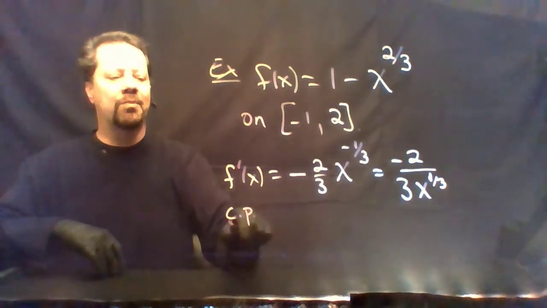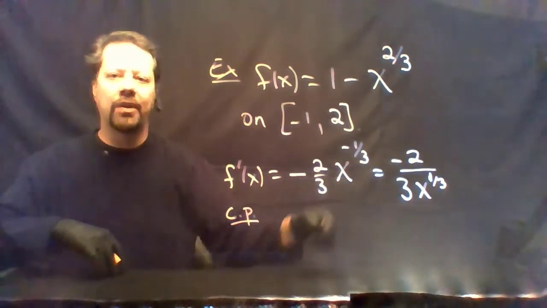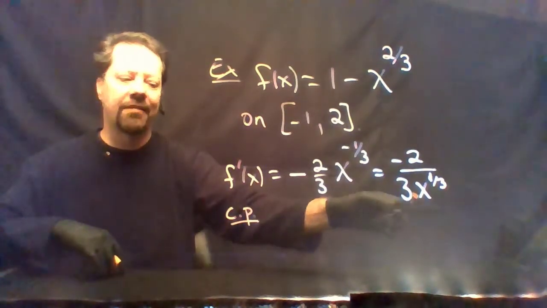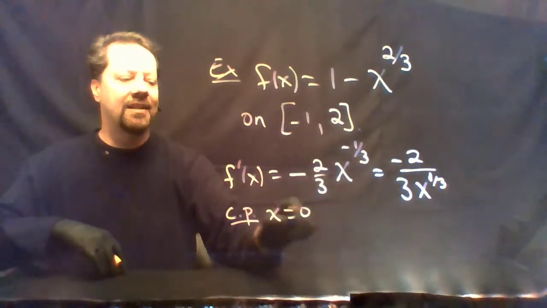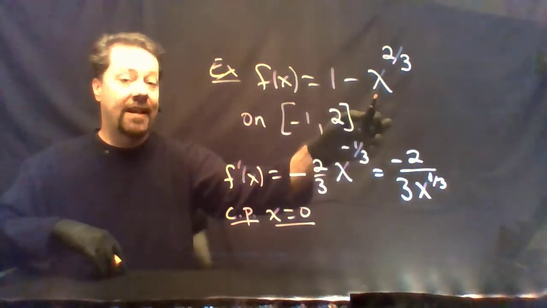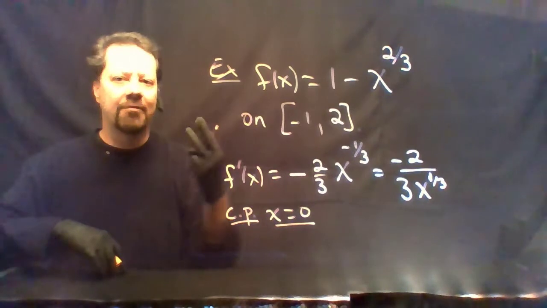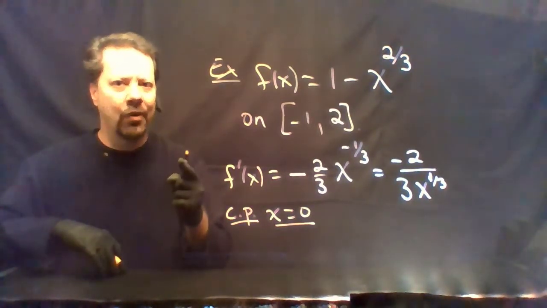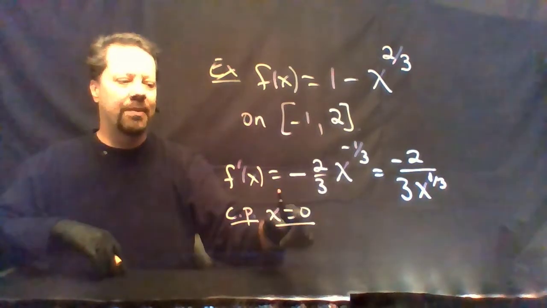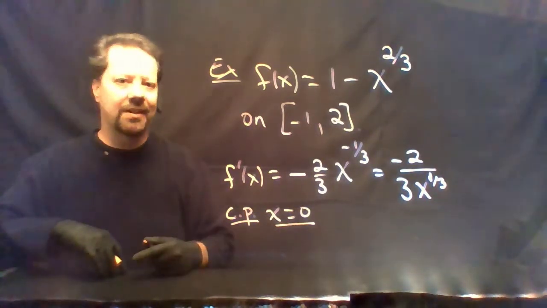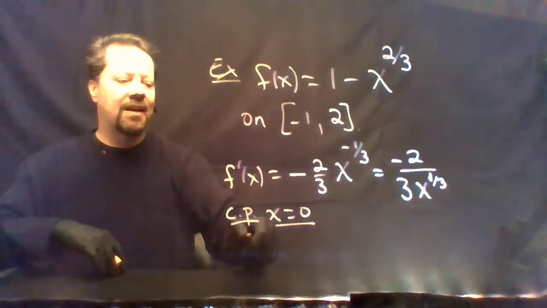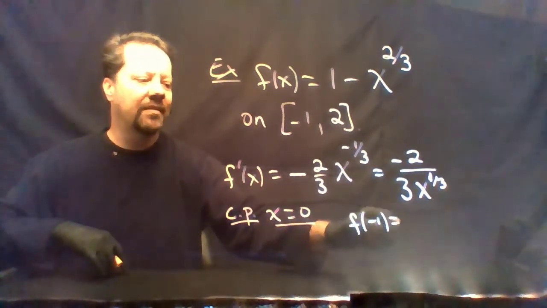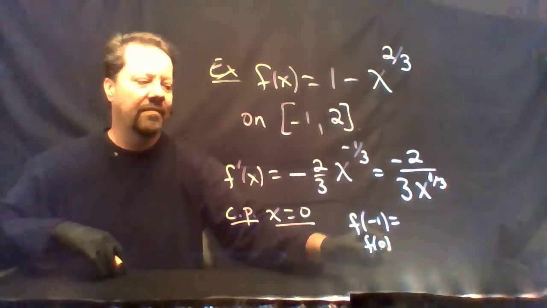You can see where the critical points are. There are no critical points where the slope is equal to 0, but there is a place where the derivative is undefined, and that's x equals 0. That is in the domain of the function. Remember, there are 3 parts to our definition of critical point. Point in the domain where either the slope is 0 or the slope does not exist. Now, we evaluate the function at the endpoints and the critical points.